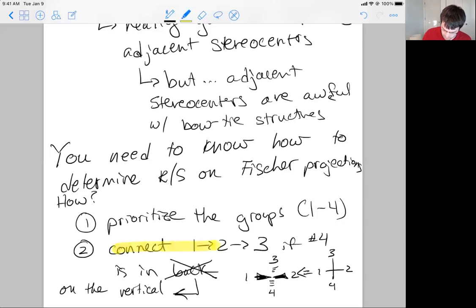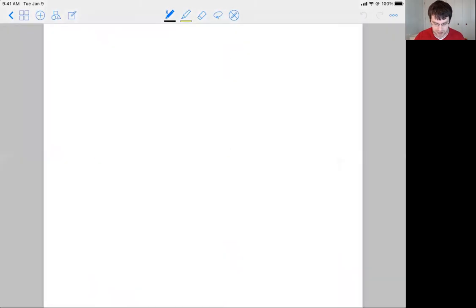So connect 1 to 2 to 3 if number 4 is on the vertical. And I guess the X goes through here, doesn't it? So it's no longer is it in back, it's on the vertical. So what you do is you just treat it like a regular stereo center, and you determine R and S by connecting 1 to 2 to 3 if you see that number 4 is on the vertical. Because if number 4 is on the vertical, it's in back.